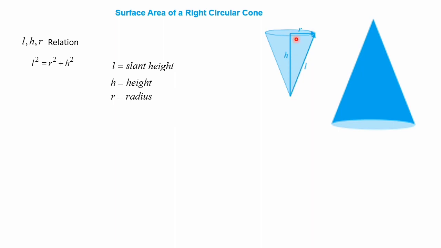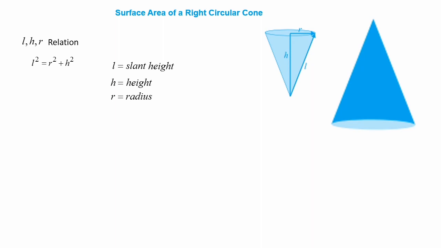Here the angle is 90 degree. It is a right circular cone. And if the angle is 90 degree, this is a right angle triangle. In a right angle triangle, the side opposite the 90 degree is called the hypotenuse, and we can use the Pythagoras theorem. Pythagoras theorem says that the hypotenuse square, that is L square, is equal to the sum of the squares of the other two sides, that is R square and H square.